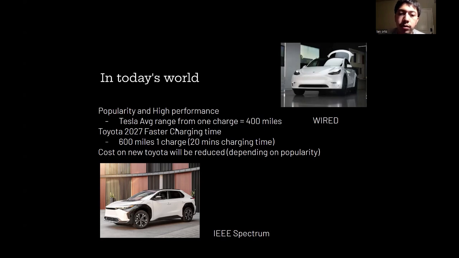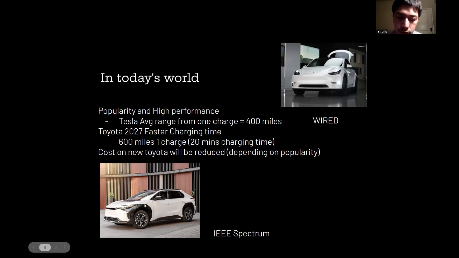So the Tesla average range from one charge is 400 miles, and the Toyota 2027 solid state battery project would allow one charge to have 600 miles, and it would charge in about 20 minutes. So one, it's more convenient because you charge your car faster, besides all the other benefits that we mentioned. And solid state batteries are also cheaper, meaning that the new Toyotas can be a lot more affordable, depending on popularity, as you see.